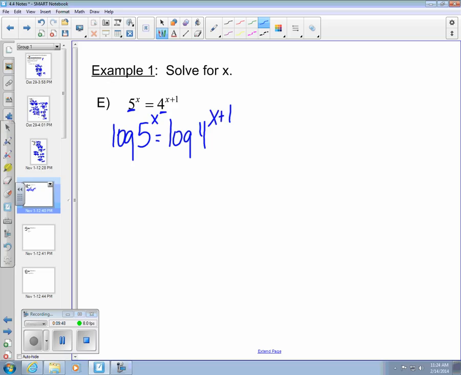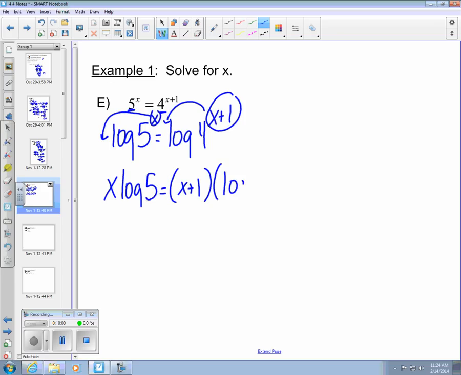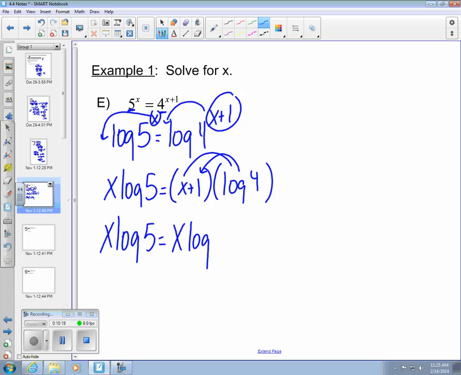And so from here, we bring our powers down, sorry about that. So we have x log base 10 of 5 is equal to x plus 1 times log base 10 of 4. Extra set of parentheses there. All right, so what we're going to do next is distribute this log to both the x and 1. So rewriting this, we have x log base 10 of 5 is equal to x log base 10 of 4 plus log base 10 of 4.